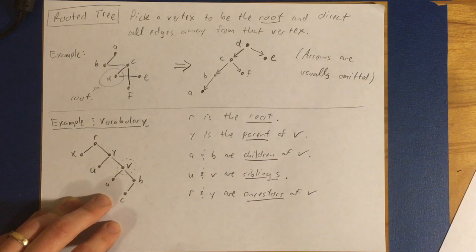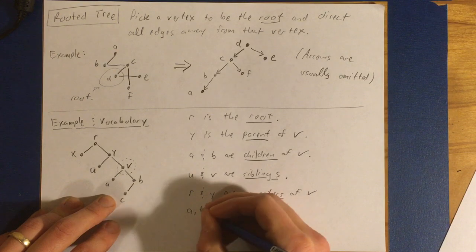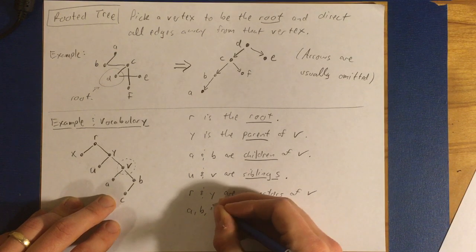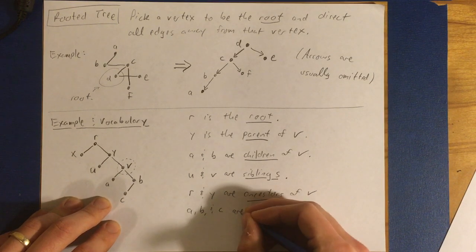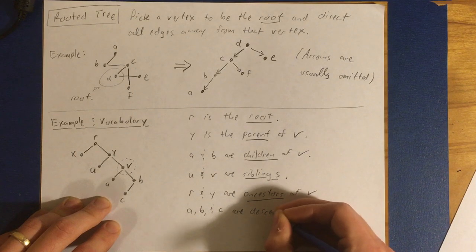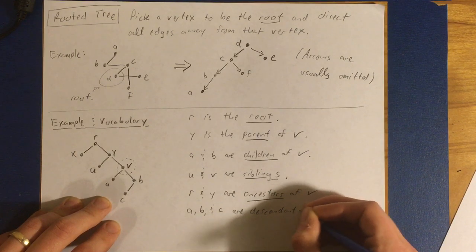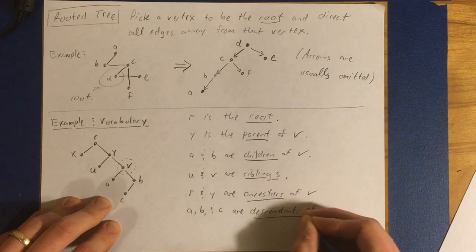And then any vertex you can get to along a path that passes through V on the way there, those are called descendants. So in this case, A, B, and C are our descendants of vertex V.